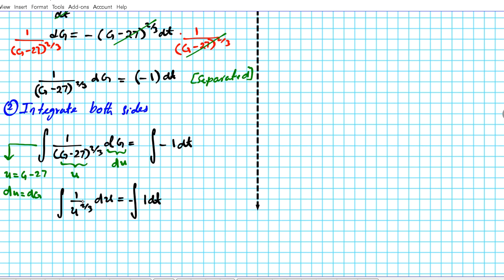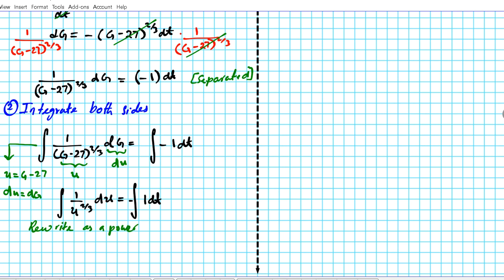Okay, now how do we integrate this? Well, if I can write this as a power, then I can just use the power rule for integration to do it. So if I want to rewrite this as a power, I will have to make use of the reciprocal property of exponents. So let's specify exactly what we're about to do first, and then we'll do it. So we're going to rewrite this as a power, so we can use the power rule.